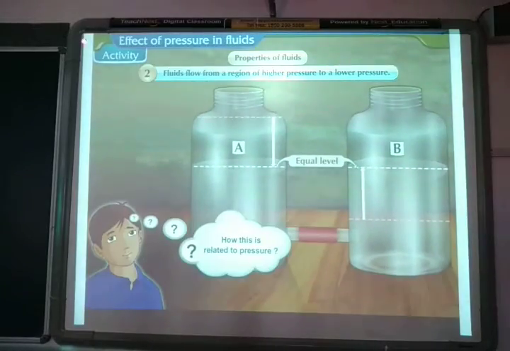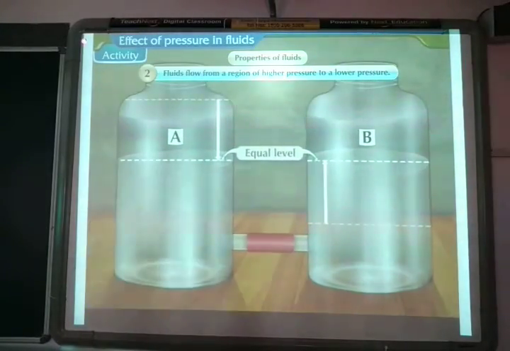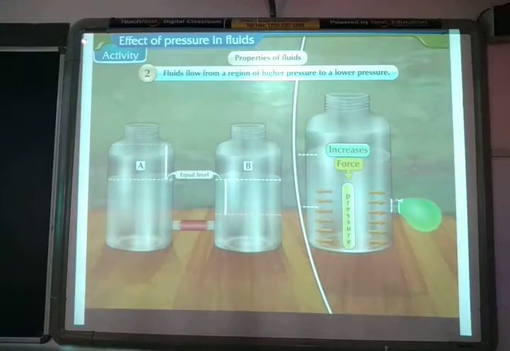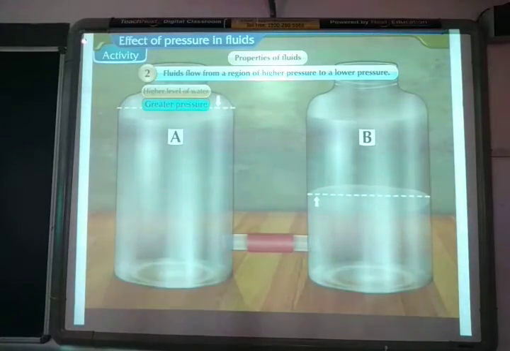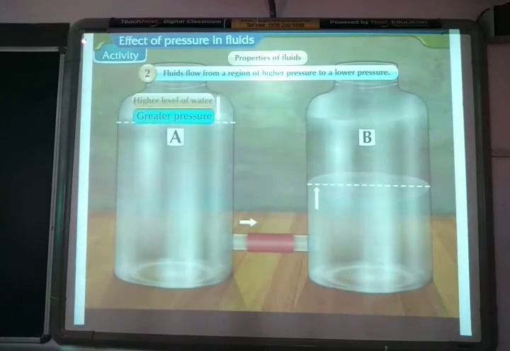You may now wonder, how is this related to pressure? Well, we have just learned that if the height of the water column is more, it exerts a greater pressure. That is, higher the level of water, greater is the pressure in that region. Hence, the water flows from a region of higher pressure in bottle A to a region of lower pressure in bottle B.